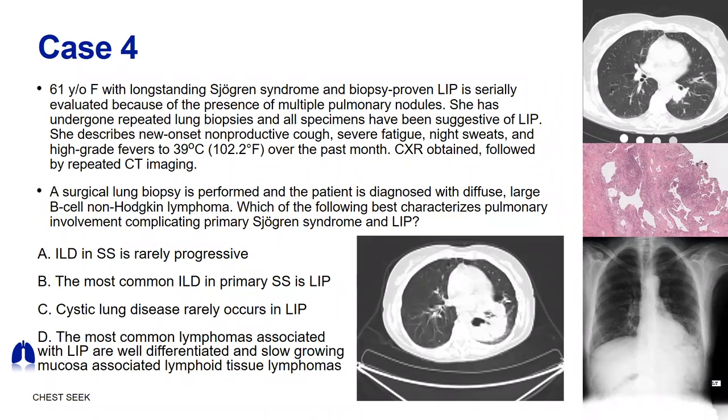So the answer is D. ILD is the most common pulmonary manifestation in Sjogren's, and LIP, lymphocytic interstitial pneumonia, is one form of ILD in Sjogren's. Now, in terms of the options, ILD in Sjogren's can actually be very severe and progressive, so not that one. The most common ILD in primary Sjogren's is actually NSIP. And cystic lung disease actually occurs in up to 80% of patients with LIP. So D is your answer because about 5% of patients with LIP can progress to lymphoma. LIP really is just a benign polyclonal disorder where you have mature B or T cells that can either diffusely involve the lung or have very focal areas of lung involvement.